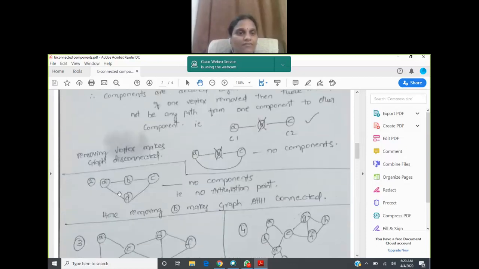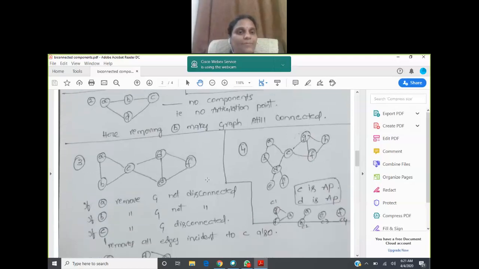See the second example. This is a graph consisting of 4 vertices A, B, C and D. This is a biconnected graph because this graph has no articulation points. Because if you remove vertex B, there are two components A and C, but these two components are connected with the vertex D. So this graph is a biconnected graph because it does not have any articulation point.